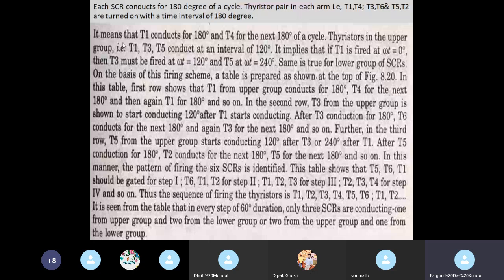That means you can see that the thyristor pair in each arm becomes one, for the upper arms T1, T3, T5, and for the lower arms T4, T6, and T2, okay? And these are turned on with a time interval of 180 degree, okay? And we already said that we give the gating current after 60 degree intervals, okay?